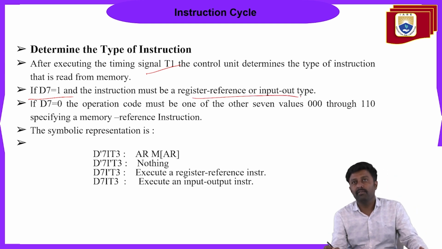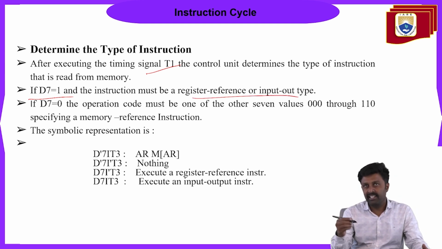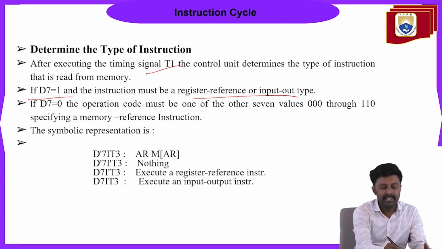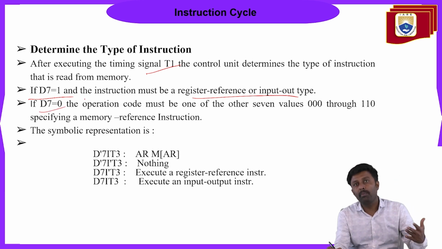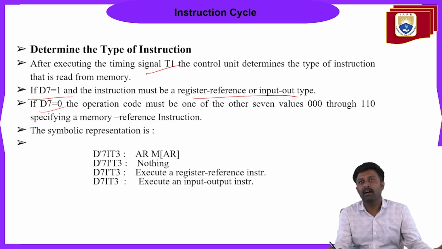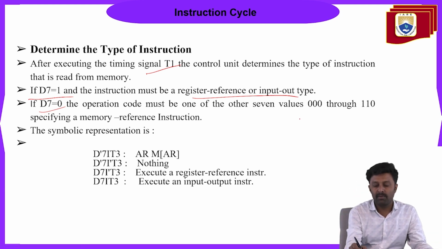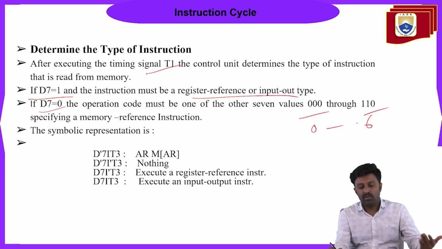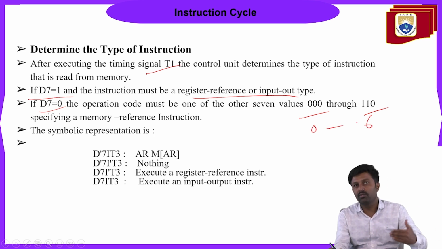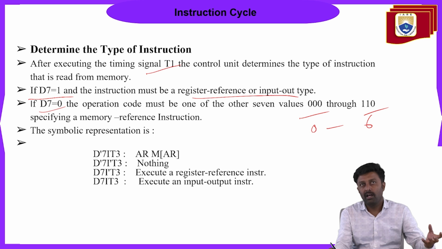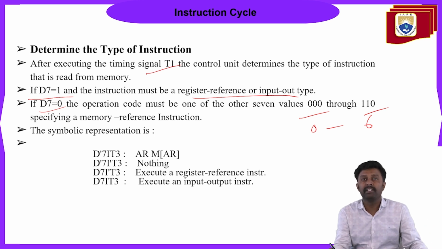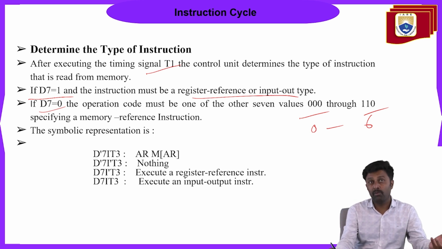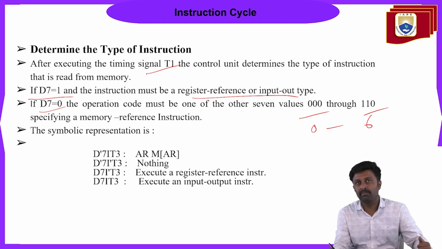So which kind of register it is, whether the instruction is in the input output type or register reference. Or if D7 is equal to 1, then the operation must be one of the other 7 values, that is from 0 to 7, that is 0 to 6 here. So based on the value of D0 to D7, it will determine the type of the instruction that has come from the memory.